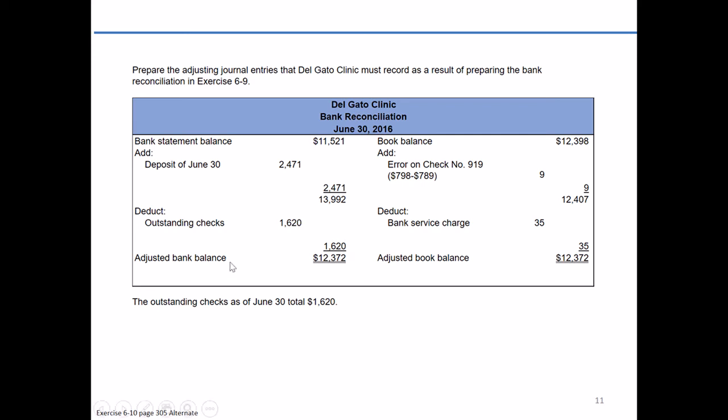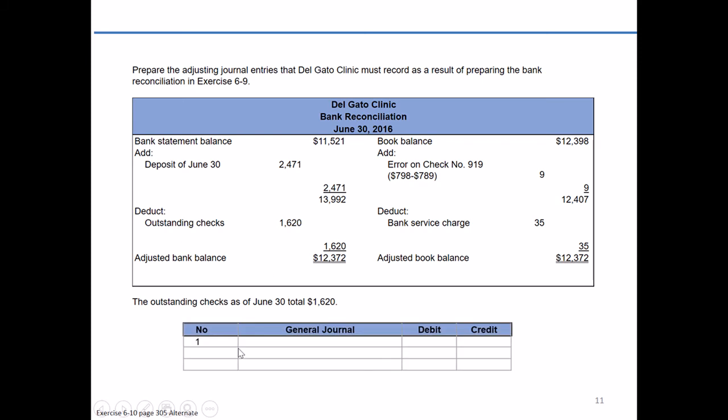So again, here's our bank reconciliation from exercise 6.9. One of the additional details we were provided was that the outstanding checks as of June 30th totaled $1,620. And if you recall, we correctly showed that on the bank side as a deduction to the bank balance of $1,620. So what does the journal entry need to be? Let's start to set this up with the first item. No entry required. Keep in mind that this is an adjustment to the bank side.